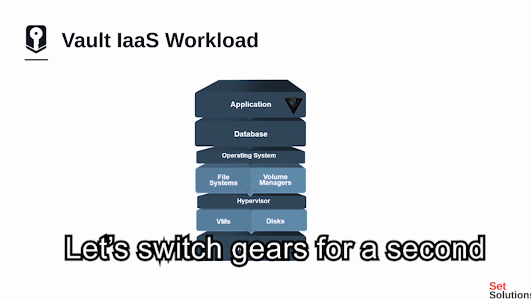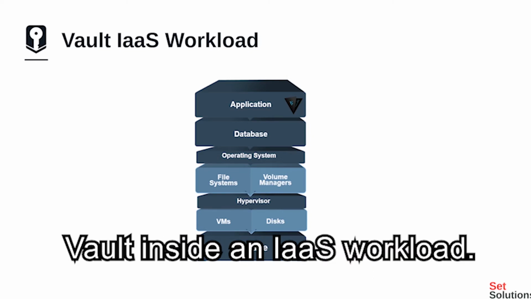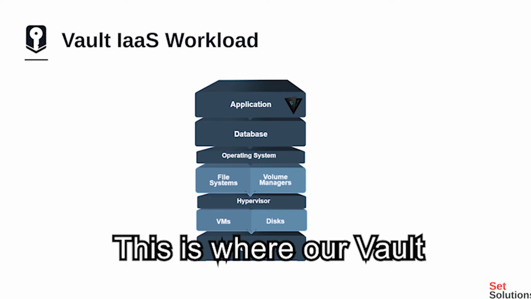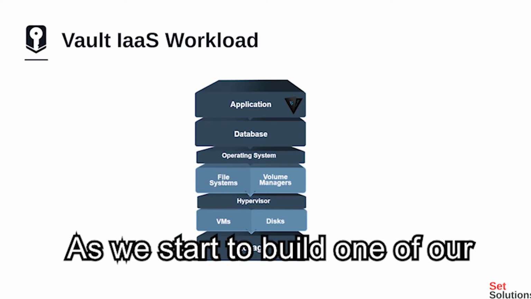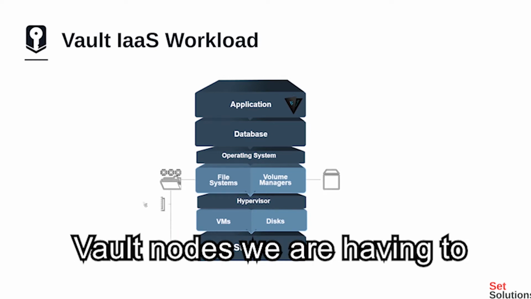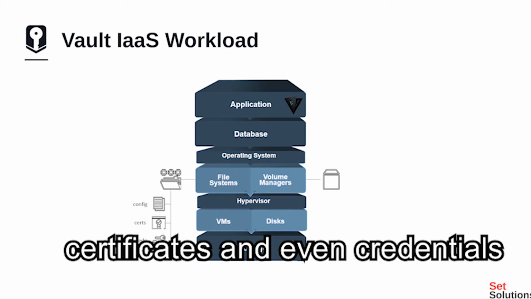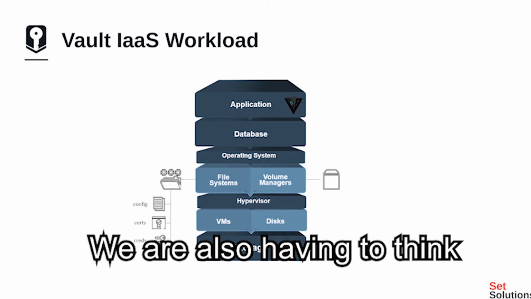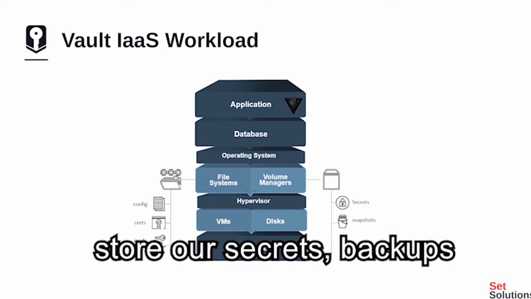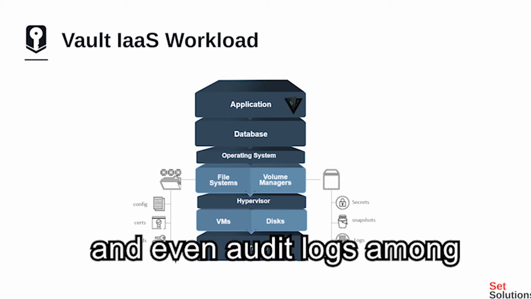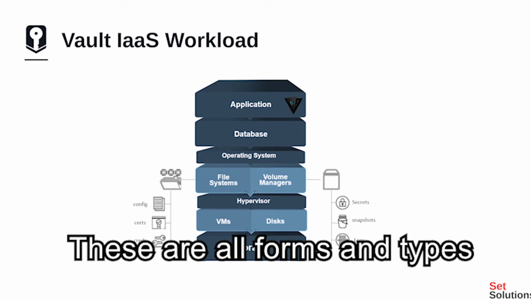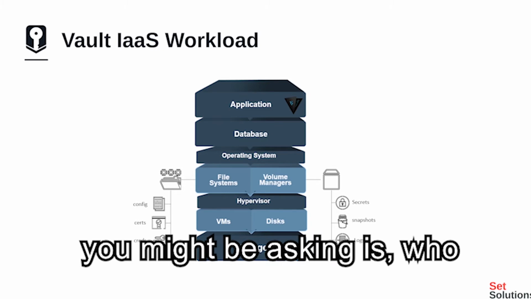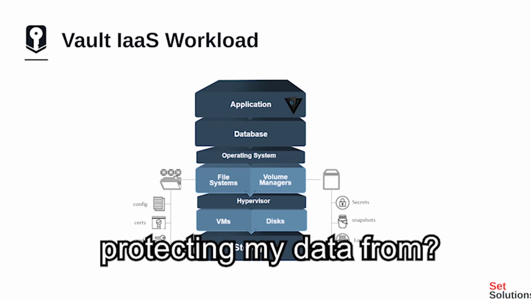Let's switch gears for a second and take a look at deploying Vault inside an IaaS workload. At the top of the stack is the application layer. This is where a Vault application would reside. As we start to build one of our Vault nodes, we're having to save configuration files, certificates, and even credentials inside the file system our Vault application is running on top of. We are also having to think about where we're going to store our secrets, backups, and even audit logs, among other things. These are all forms and types of sensitive data that should be protected, but the question you might be asking is, who am I really securing and protecting my data from?